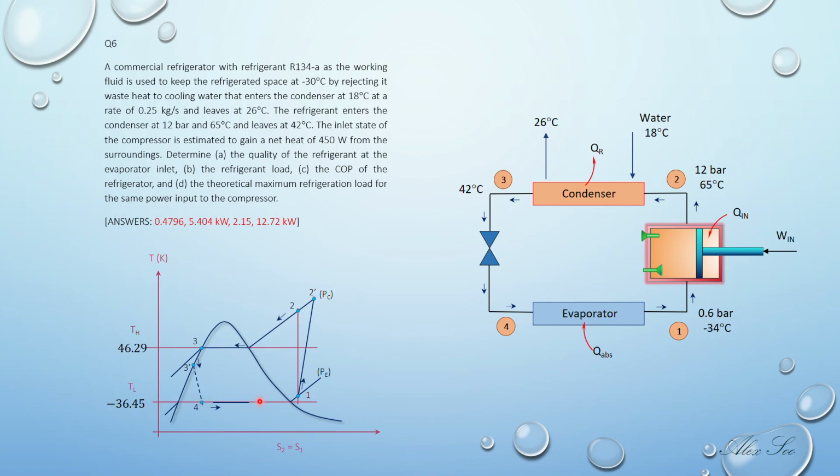How did we get -36.45? By referring to the pressure of 0.6 bar. And how do we get 46.29? By referring to the pressure of 12 bar. That is your condenser pressure, and this is your evaporator pressure. So we can find the enthalpy H1 equal to 230.04 kilojoules per kg for superheated vapor from the property table.